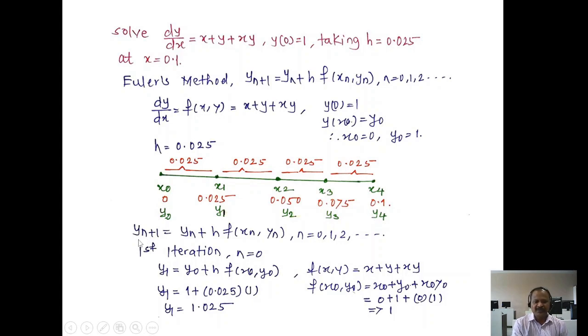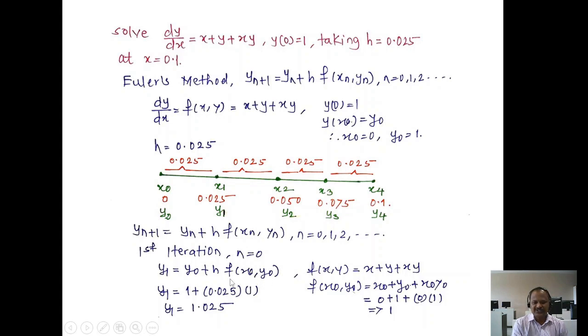So you can write the formula y_{n+1} = y_n + h f(x_n, y_n), n = 0, 1, 2. So first iteration, number 1, you can put the value of n = 0 in the above equation. So y1 = y0 + h f(x0, y0), since n is 0, it becomes x0, y0.